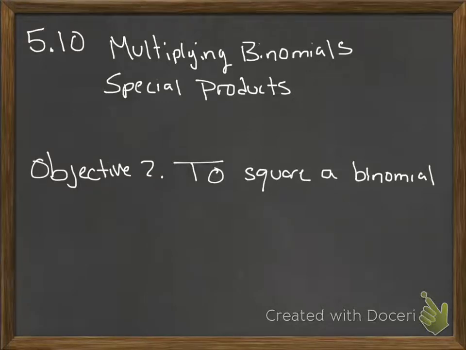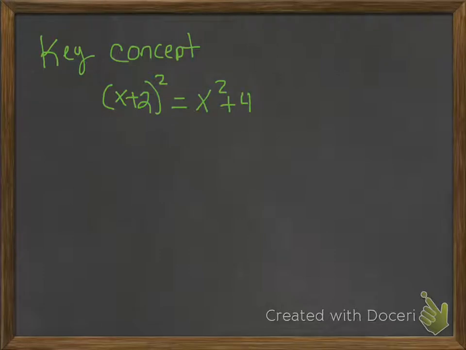5.10, multiplying binomial special products. So we just did the sum and difference of squares. Our second one is to square a binomial. This is really important. This comes back around and around and around, and make sure we know how to do this correctly. So a key concept here, x plus 2 squared.